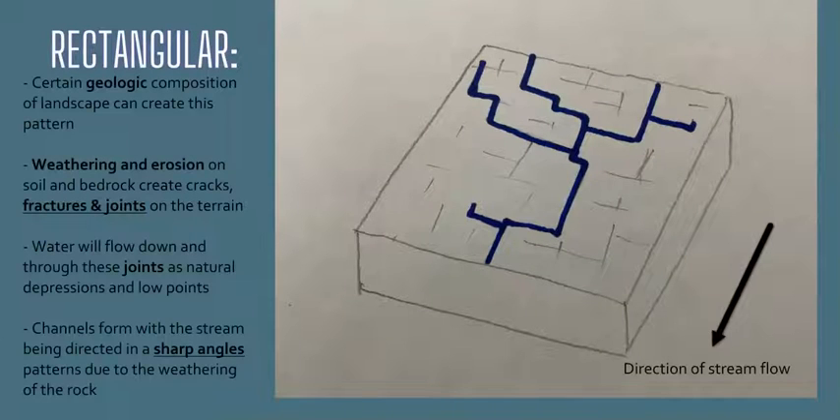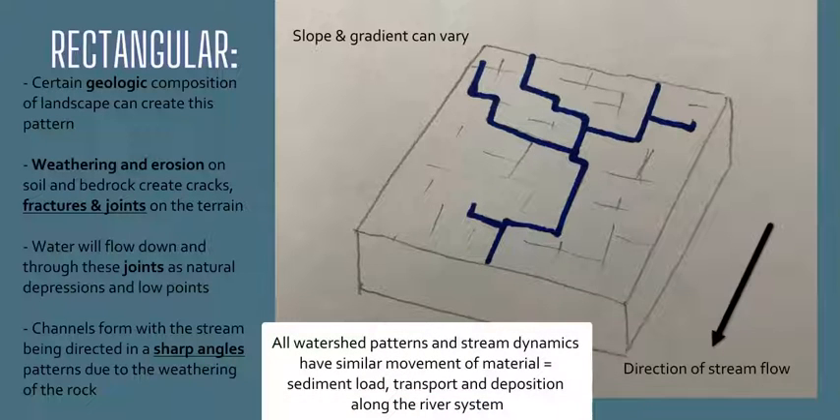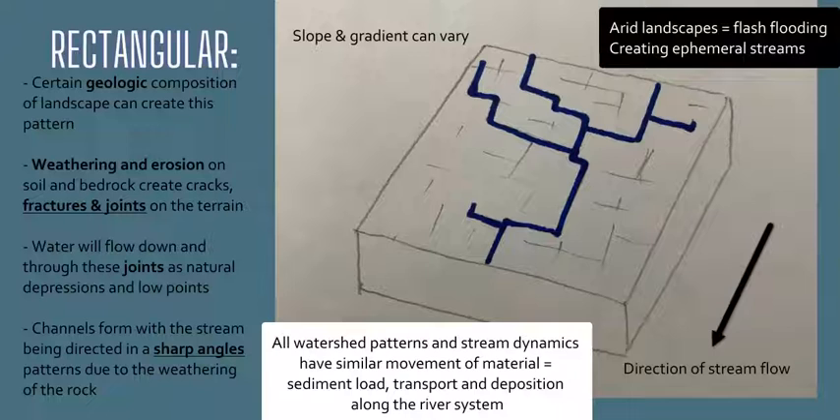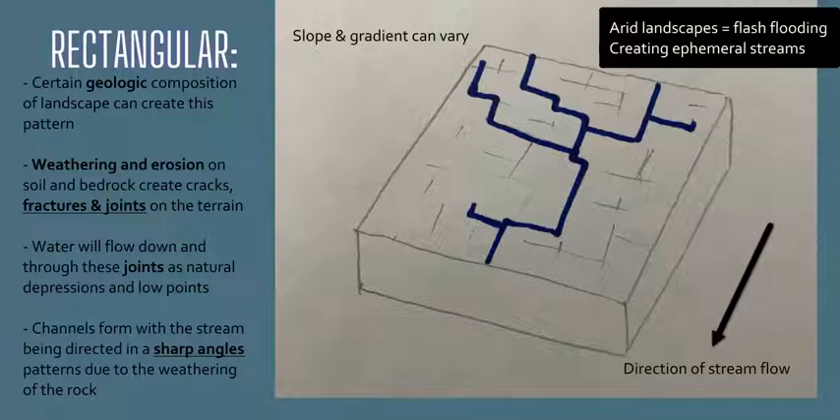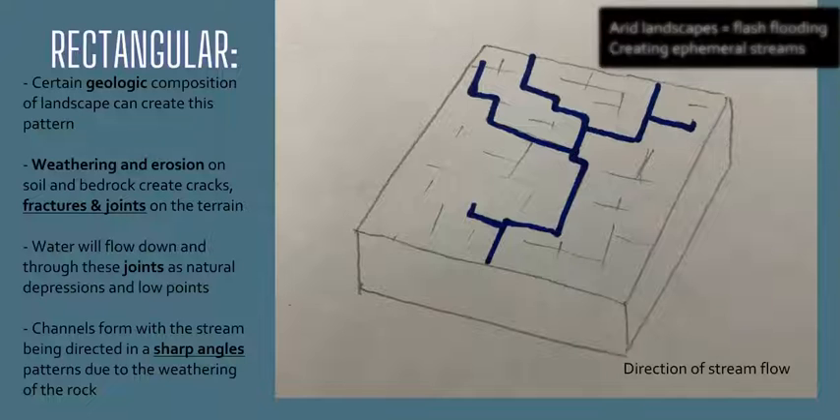So this rectangular situation of watersheds comes from the weathering and erosion of certain rock types that would allow joints and fractures to be formed on the surface, and then the water is going to flow through this joint system and fractures on its way down. Now, this usually can occur in these straight line, right angle situations based on the geology and the rock type, but usually this situation is in rock that is less resistant in certain areas, and that forms the joints and fractures, or an arid region where you have ephemeral streams that happen in flash flooding situations and cause the straight lines and rectangles to be created on this watershed river system.